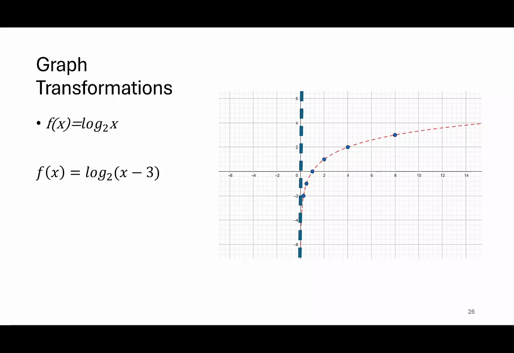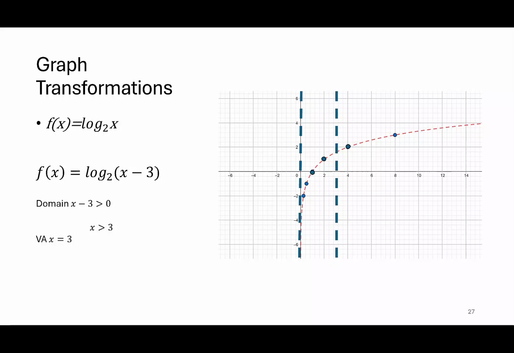The graph of f of x equals log base 2 of x minus 3 will be a transformation of our current graph, but we'll move it 3 to the right. Let's first think about the domain of the log base 2 of x minus 3. Because we can only take the log of positive values, we want to start by setting x minus 3 greater than 0. This says x will be greater than 3, which tells us our vertical asymptote will be at the line x equals 3.